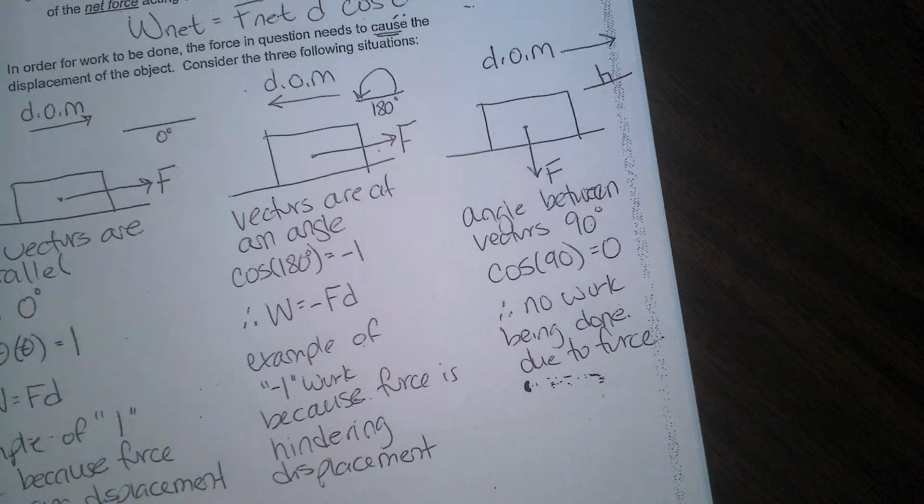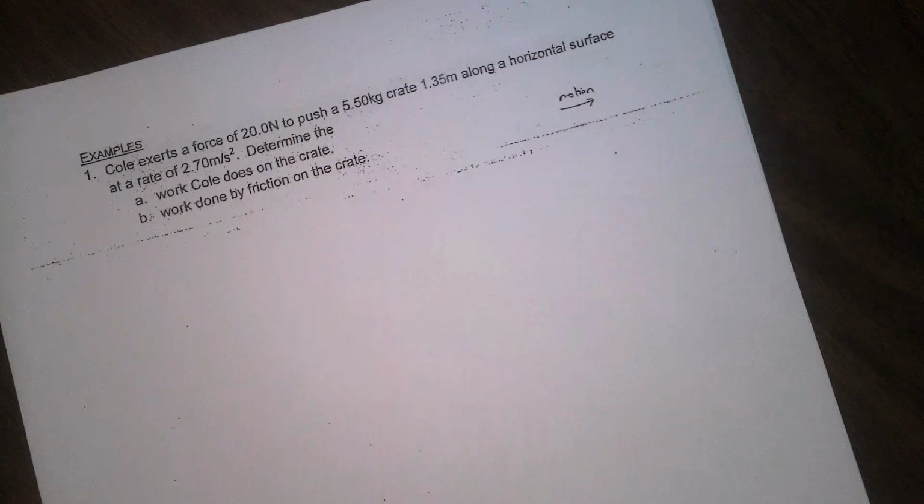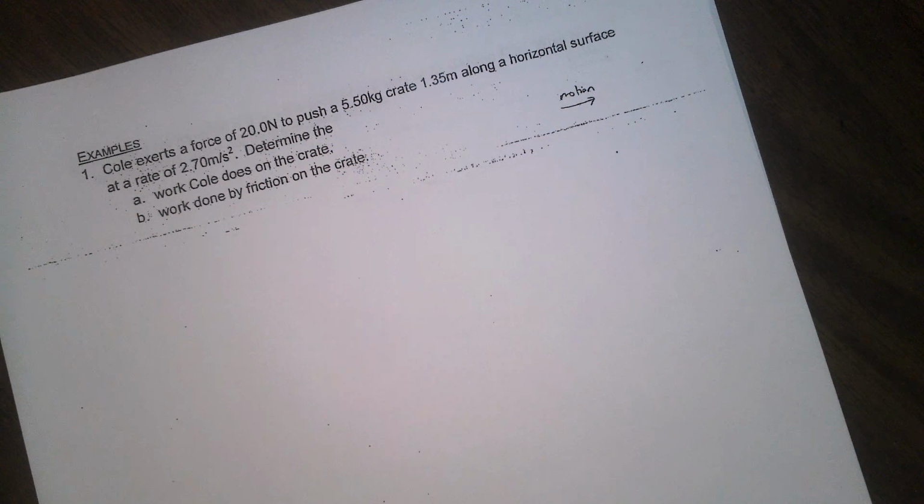Let's look at an example. Cool exerts a force of 20 newtons to push a 5.5 kilogram crate 1.35 meters along a horizontal surface at a rate of 2.7 meters per second squared. Determine the work Cool does on the crate and determine the work done by friction on the crate. So the first thing that we need to do is draw a picture.